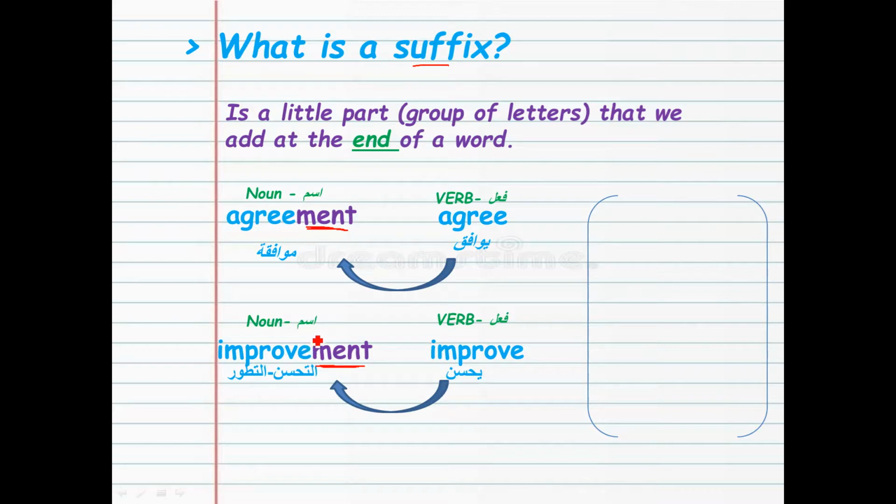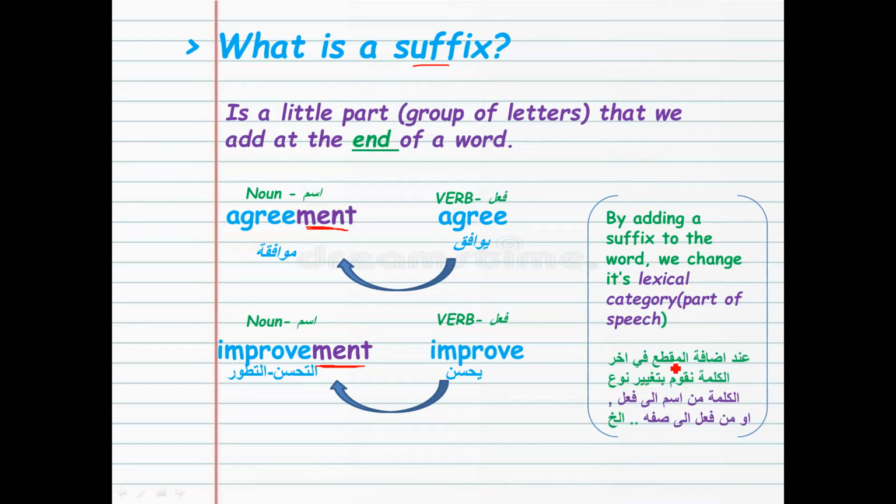Okay, so again suffix يضاف at the end of the word في آخر الكلمة ويقوم بتغيير الكلمة من فعل إلى اسم، من فعل إلى صفة، من صفة إلى فعل وإلى آخره. So by adding a suffix to the word we change its lexical category, part of speech. عند إضافة المقطع في آخر الكلمة، انتبهوا في آخر الكلمة، نقوم بتغيير نوع الكلمة من اسم إلى فعل أو من فعل إلى صفة وإلى آخره.